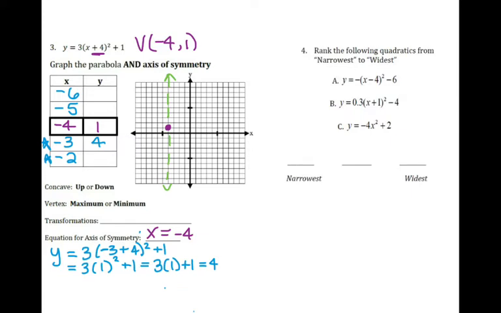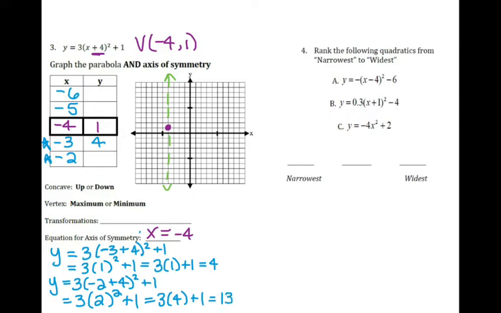And let's also plug in negative 2. Now, you're more than welcome to use a calculator to actually evaluate these expressions. You don't necessarily have to work through it piece by piece. Just be careful with what you're plugging into the calculator. Negative 2 plus 4 is 2, squared, plus 1. So that's 3 times 4 plus 1, which is 12 plus 1, which is 13. And, of course, our parabolas are symmetrical, so those values should match 4 and 13.